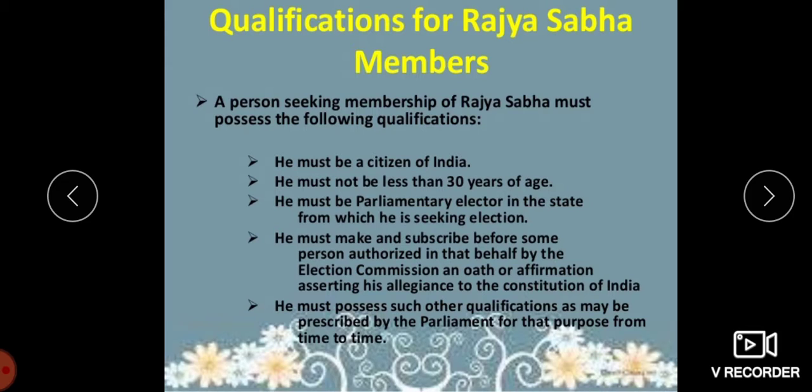So, if we want to become a member of the Rajya Sabha, what might be the qualifications? The qualifications and disqualifications for membership of the Rajya Sabha are the same as those for membership of the Lok Sabha, except the age criteria. The minimum age for contesting the election for the Rajya Sabha is 30 years. The qualifications are: he should be a citizen of India, he should be at least 30 years of age, he should have his name in the electoral rolls in some part of the country, he should not be an insolvent.